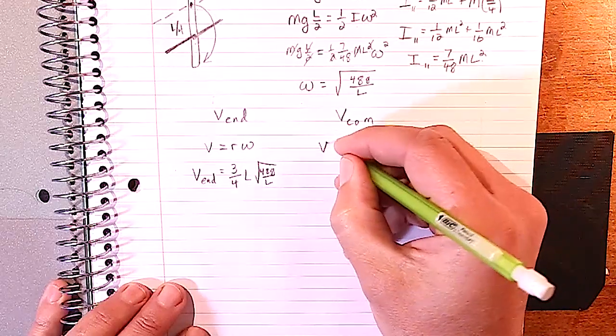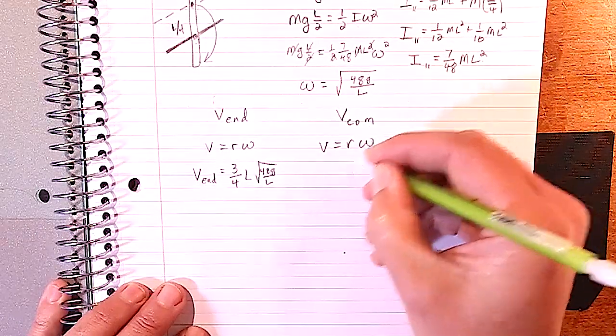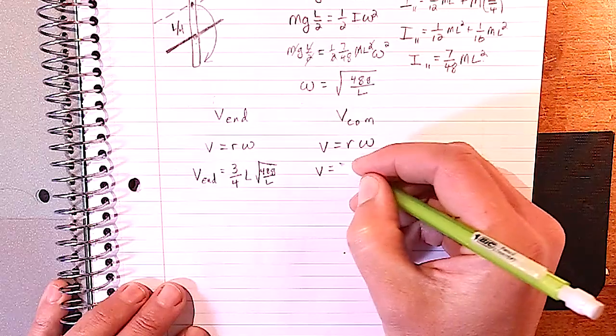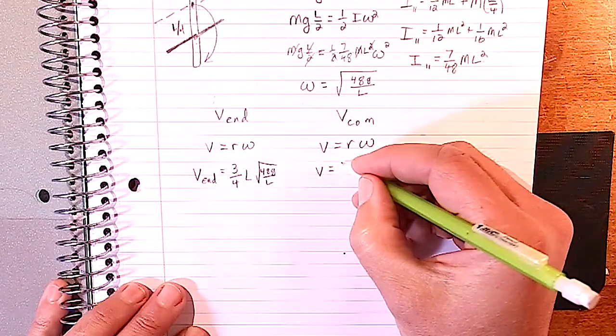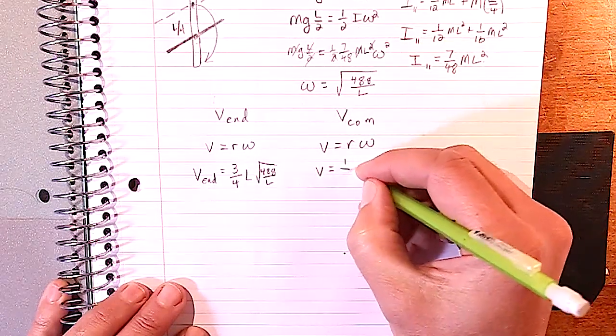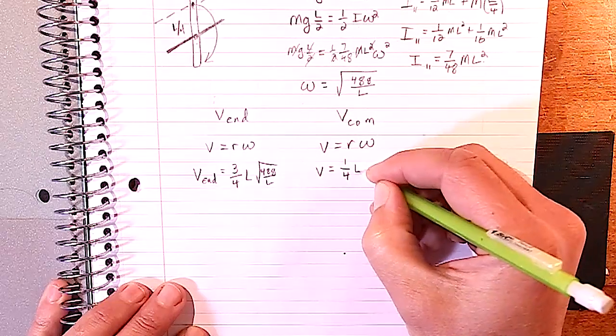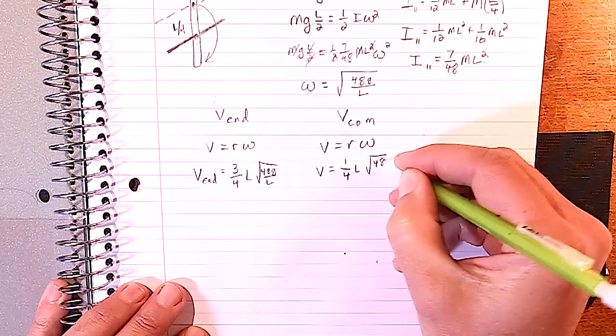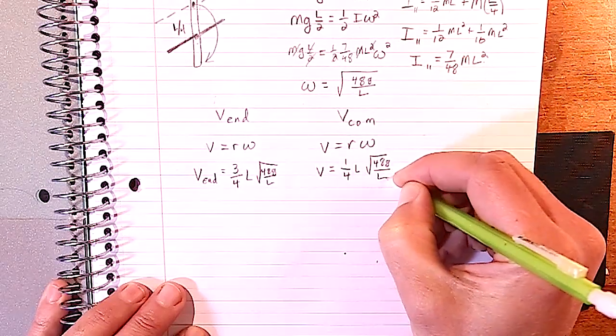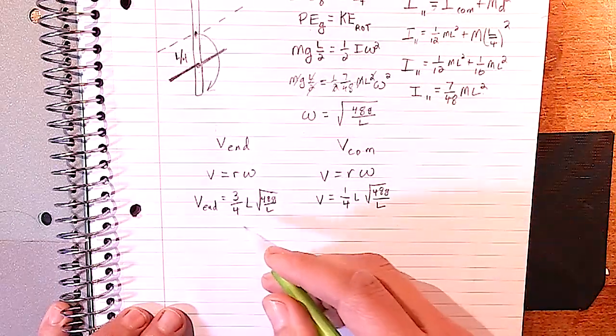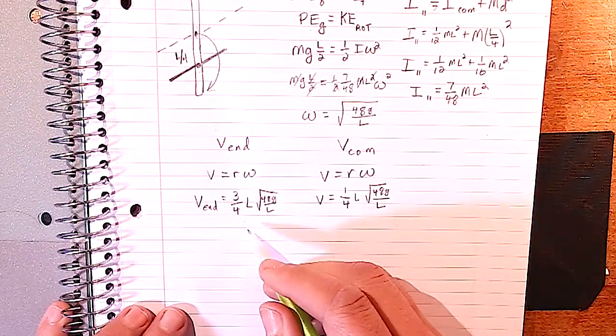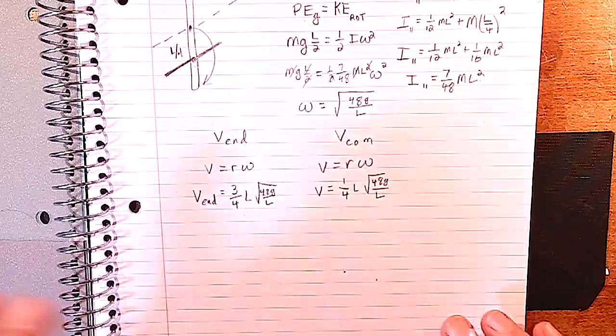What if we wanted to know the velocity of the center of mass at the bottom? Well, that's going to be, again, v equals rho omega, and in this case, it's only going to be 1/4 L, so that's 1/4 L times the square root of 48g over L. And if we look at this, the end is going to be going exactly 3 times as fast.